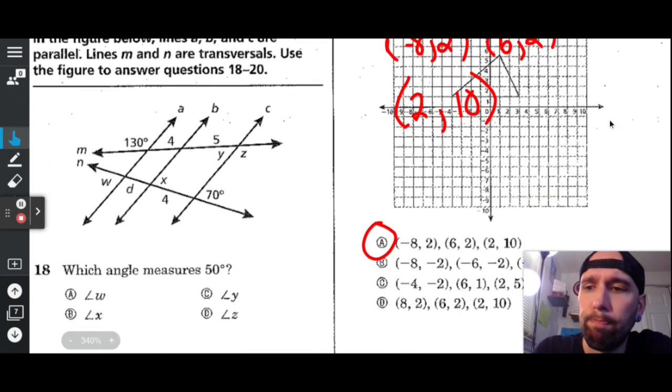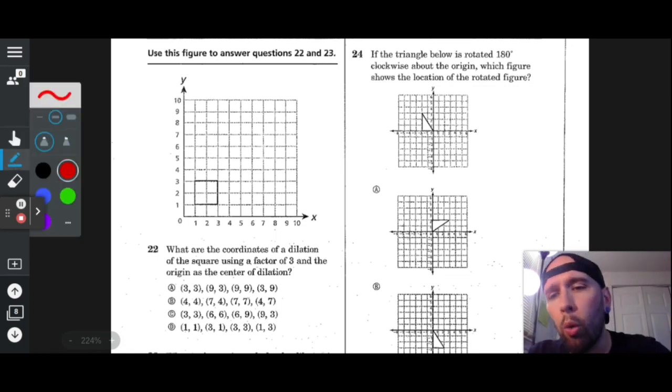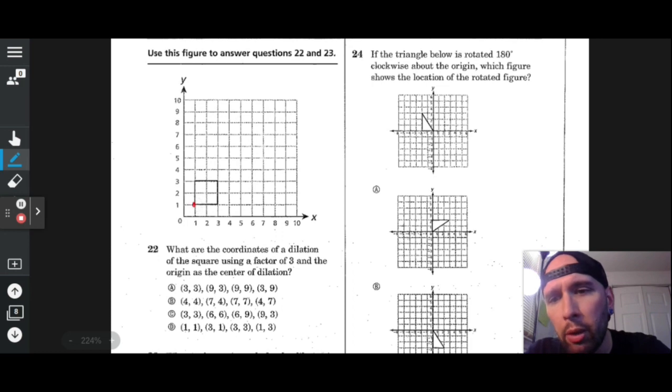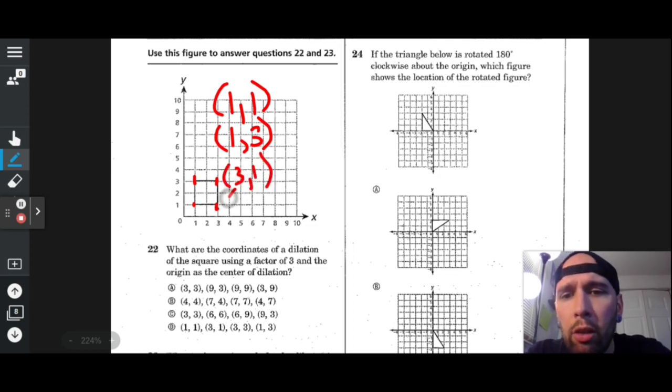Okay, what are the coordinates of the image using a scale factor of 3? Dilation of a scale factor of 3. So let me write down my 4 corners here because I need to multiply them all by 3. The one on the bottom left is right 1, up 1, which is 1, 1. Then right 1, up 3, that's the top left, which is 1, 3. Then I have right 3, up 1, which is 3, 1. And then right 3, up 3, which is 3, 3.